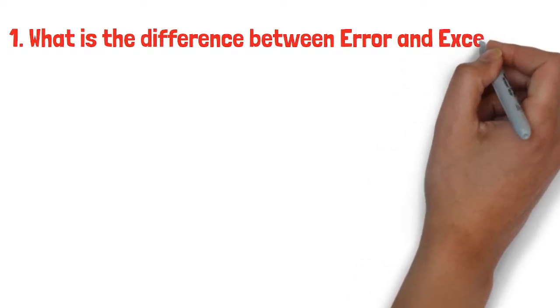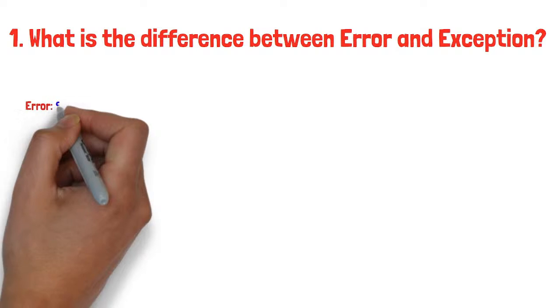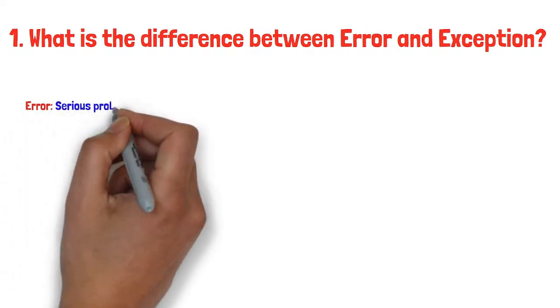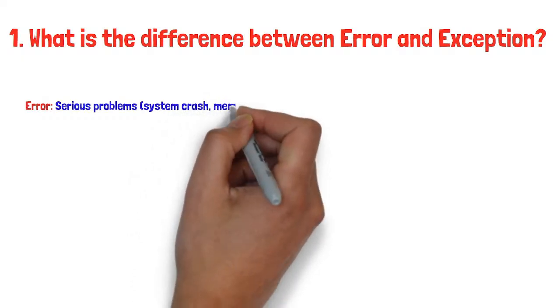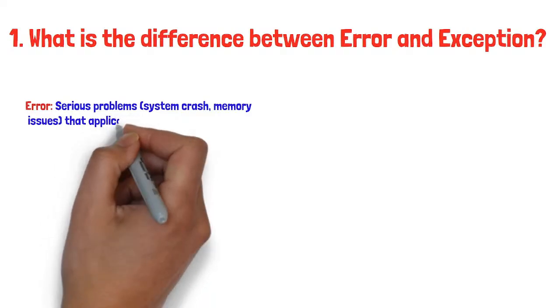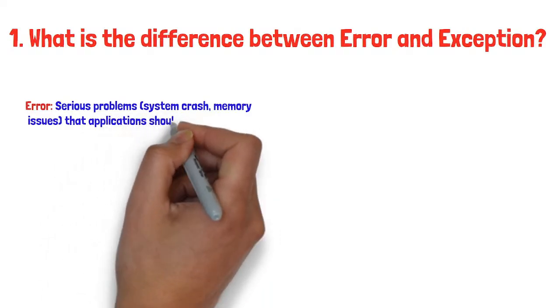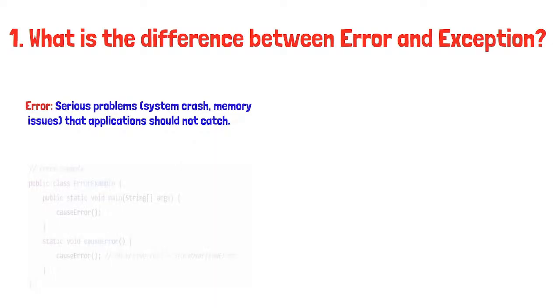So let's see the first question: what is the difference between error and exception? Errors are basically very serious problems that occur due to system crash or JVM memory issues.